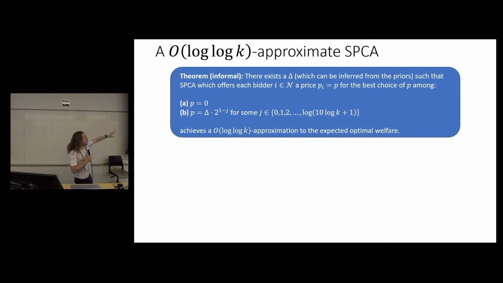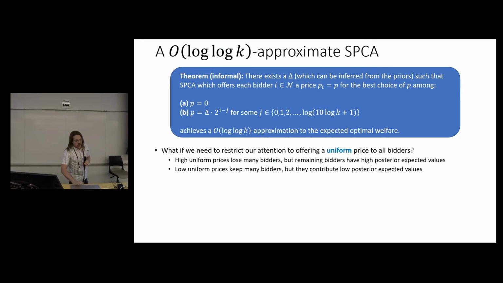And this is actually what our clock auction looks like. Just to give you a sense of what this is, it's kind of complicated. There's this parameter delta that we can infer from the distributions. And we'll offer one of log K different prices, particularly the one with the highest expected welfare, that's either offering everyone a price of 0 and just relying on expectations, or this scaled value of delta. You should be thinking about the price p equals 0 as a low uniform price. So no one's going to reject, but for the people who accept, we don't really learn anything.